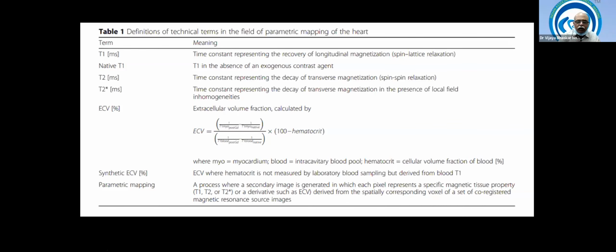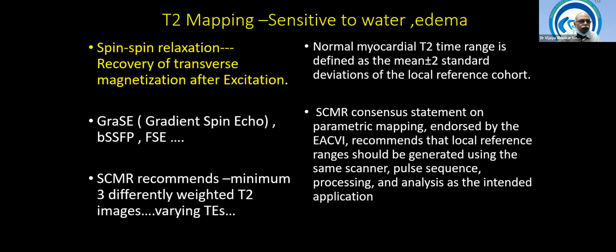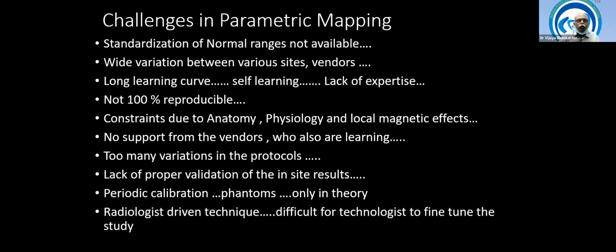So this is what is meant by mapping, and this is what I've told you in this fashion. I've told you about mapping. I've told you about challenges. Standardization of normal values is very important. I gave an example, follow it. 50 healthy subjects or 20 is good. But if an external reference value fits, go ahead.